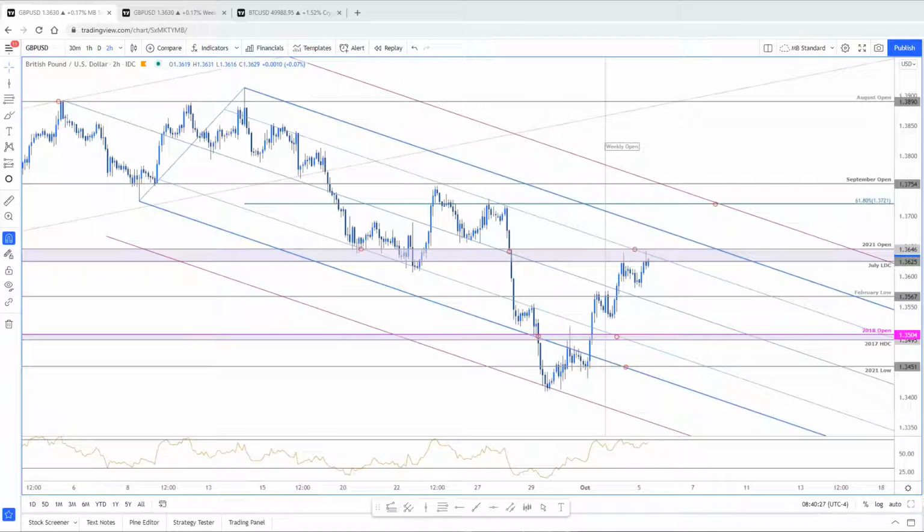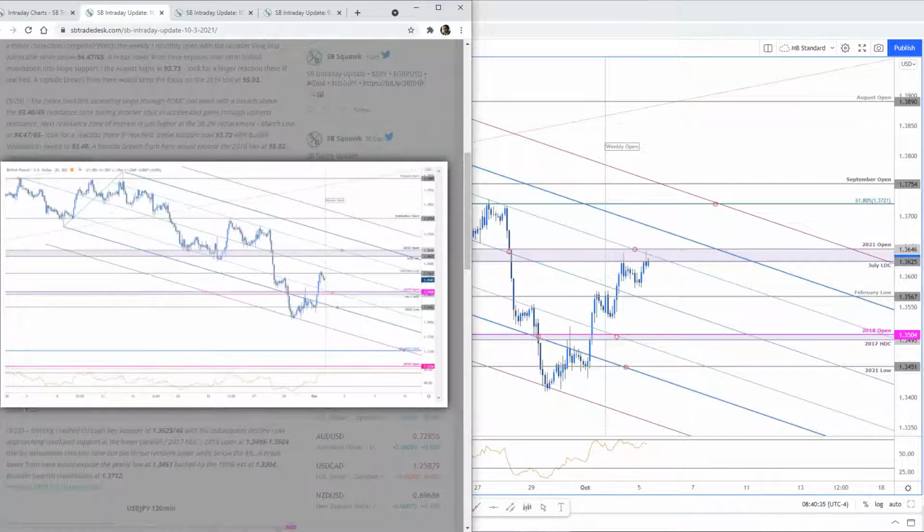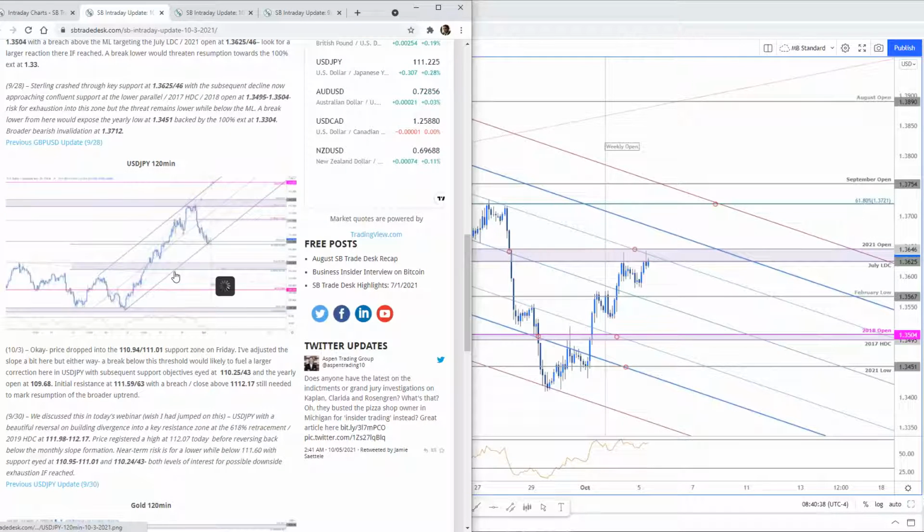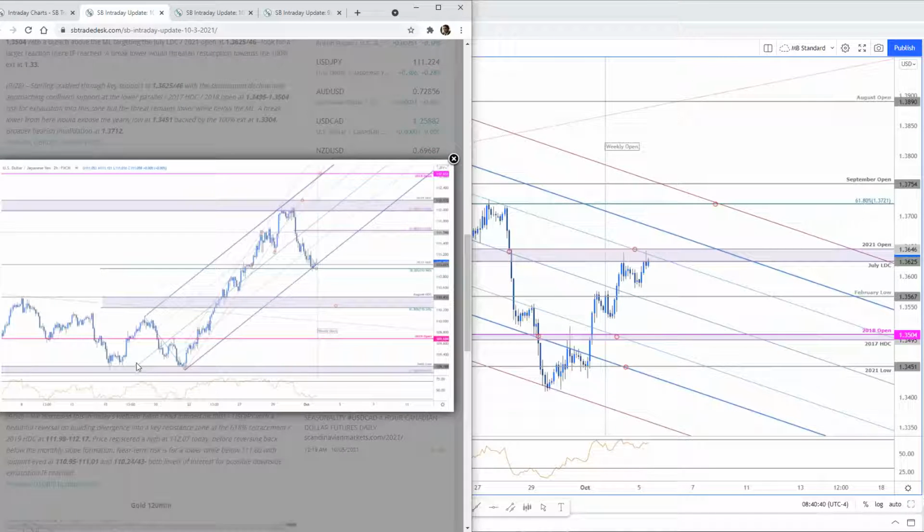Okay, no major event risk out of UK this week, so continue to look for dollar price action to be driving this one. Here's our next update on dollar yen. So here's what it'll look like into the start of the week. Remember, we adjusted the slope. We're working with a couple different slopes on this.